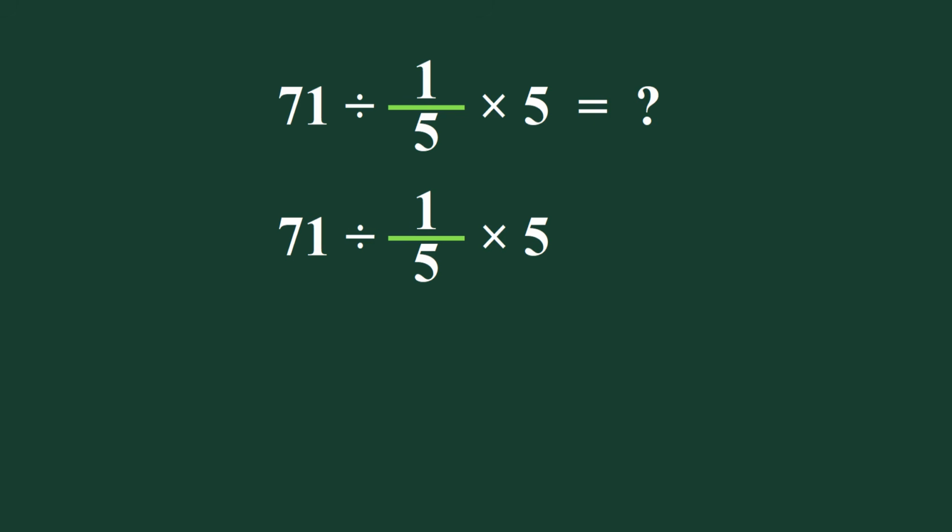We have 5 divided by 5 which equals 1. So here we have just 1, and 71 divided by 1 equals 71. But this answer is not correct because according to the order of operations, we have to do this division first, not this multiplication. So let's start the correct solution.